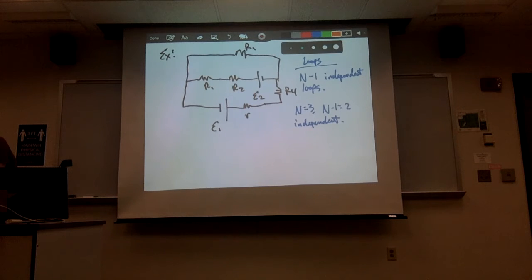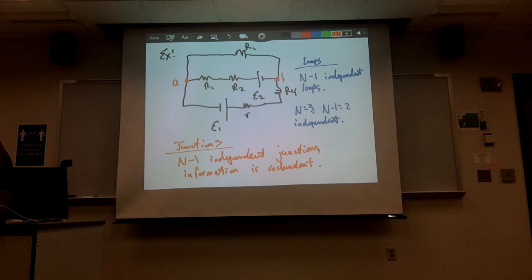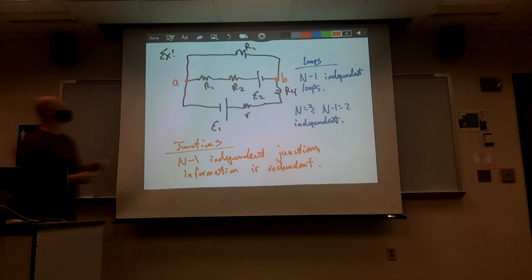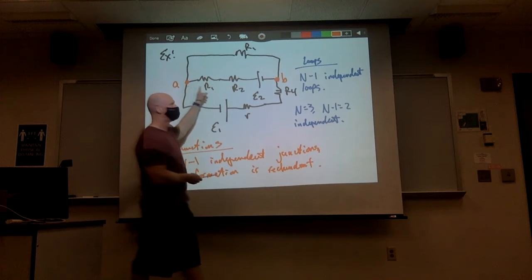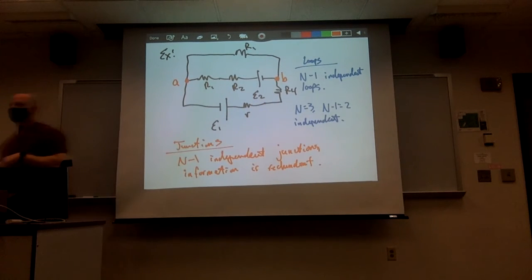So when it comes to junctions, again, we have n minus 1 independent junctions. The information is redundant. So in this case, if I have this junction here, let's call that junction A. This one here, let's call that junction B. All this means is that if I use junction rule A, I don't have to use junction B as well, because they give me exactly the same information. It's redundant information.